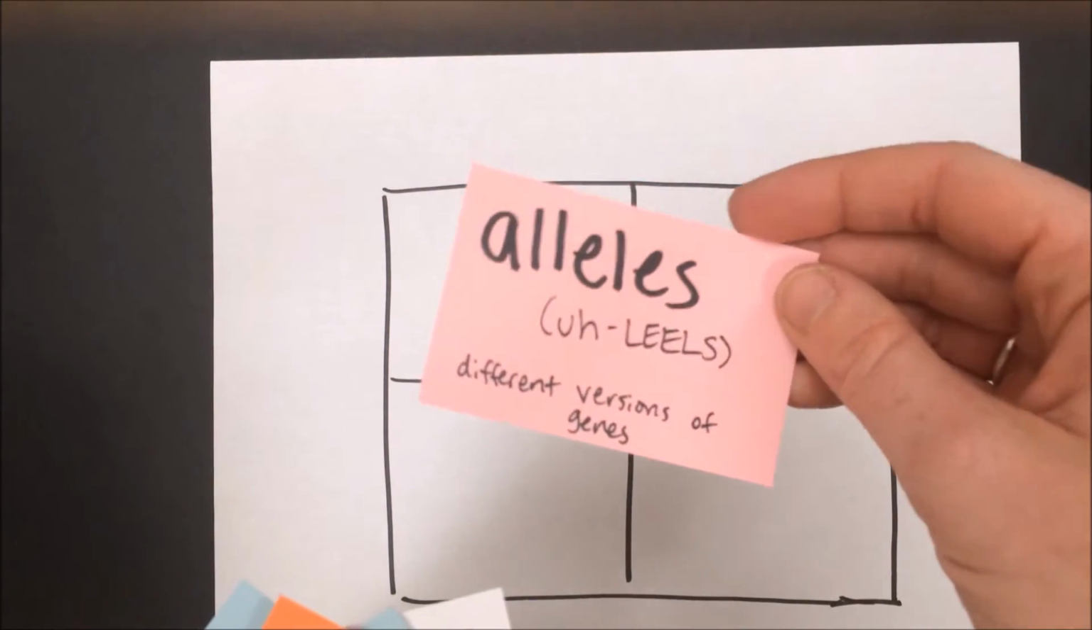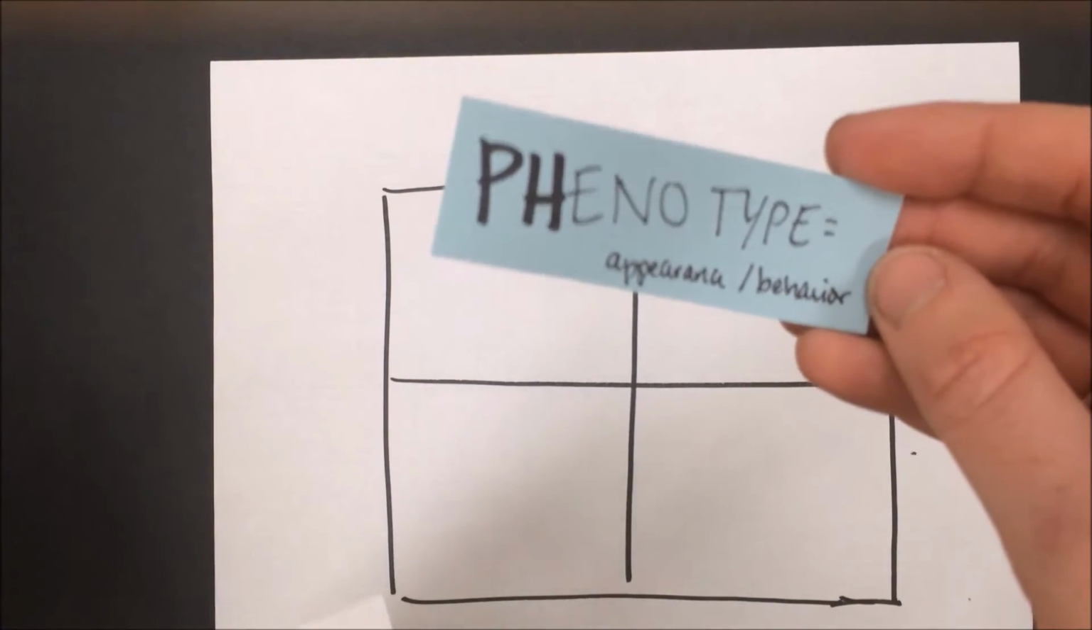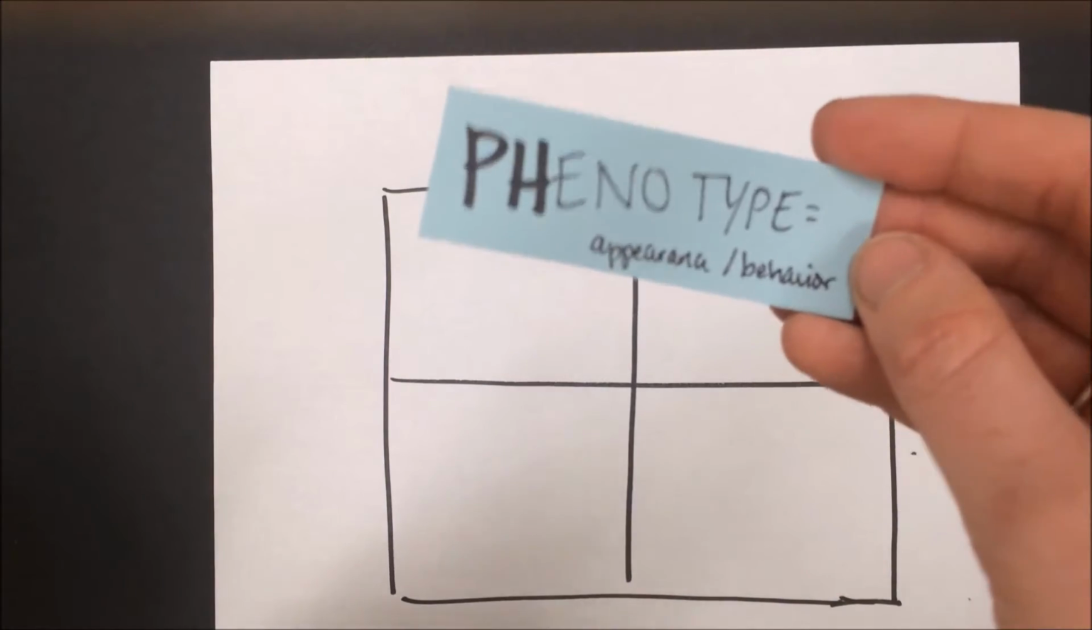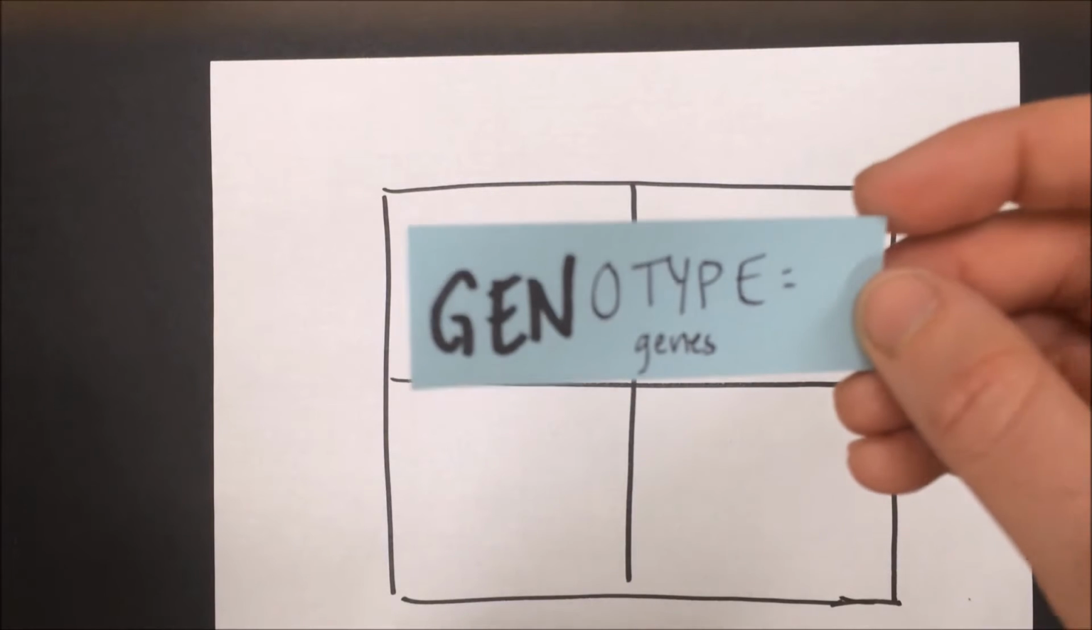Alleles, you'll recall, are different versions of genes. Phenotype, you'll remember, is the observable physical appearance or behavior of an organism, whereas genotype are the actual genes, the code that that organism has in its cells.